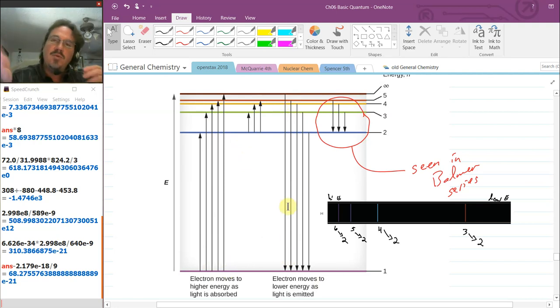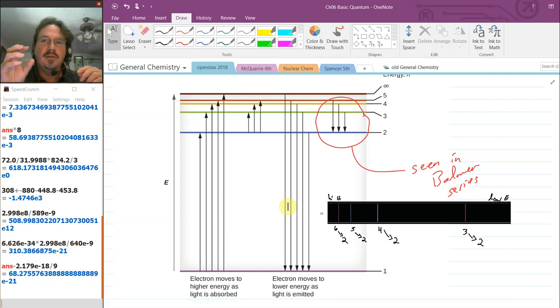And if it released those large amounts of energy as a photon, that'd be a very high energy photon, like in the ultraviolet, way up there where it's really high energy, beyond what our eyeballs can see.